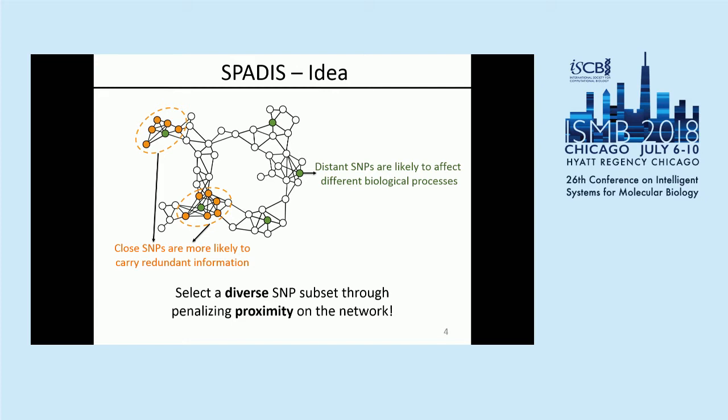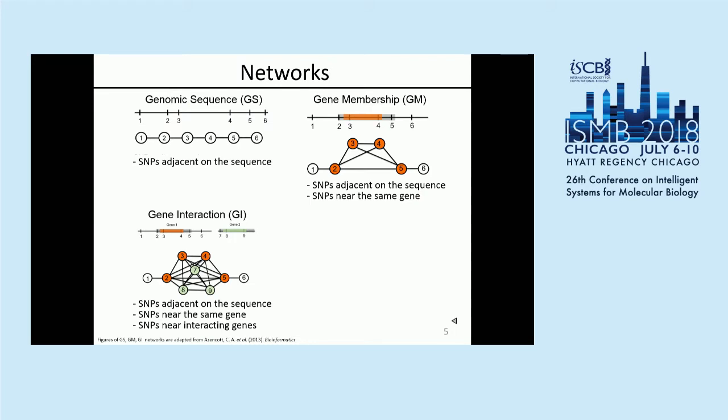Secondly, distant SNPs are more likely to affect different biological processes, which means that prioritizing distant SNPs would result in selecting a more complementary SNP subset. So following this intuition, with our method SPADIS, we set out to select a diverse SNP subset by penalizing close proximity on the network. For this purpose, we utilized a total of 4 networks, 3 of which are already existing in the literature, introduced by the authors of SCONS.